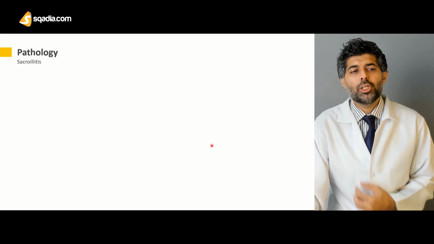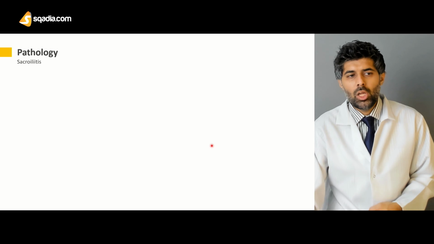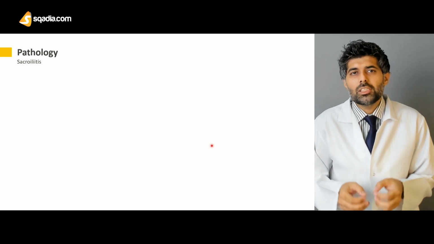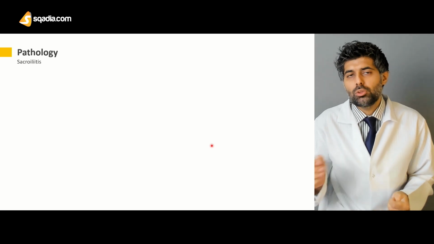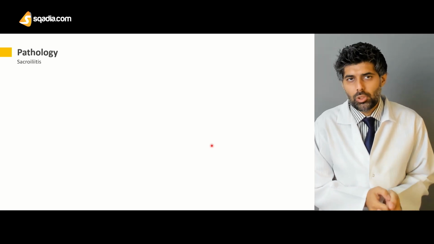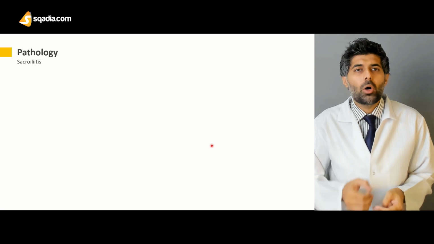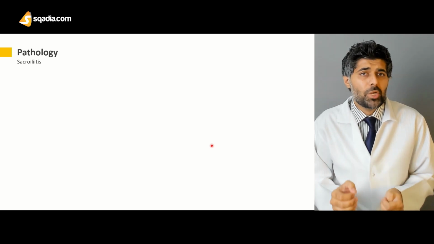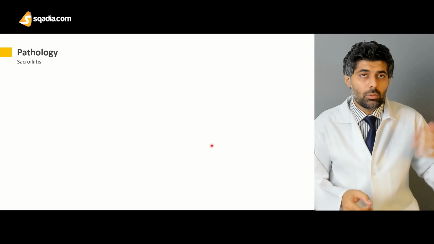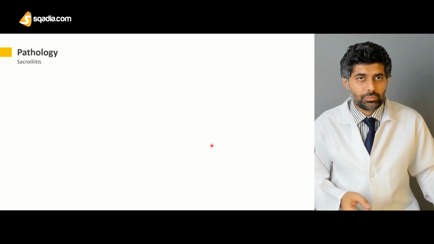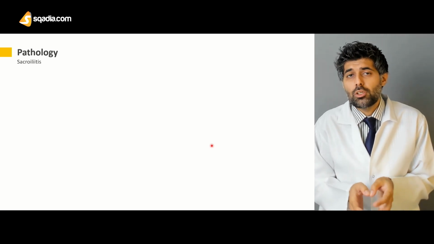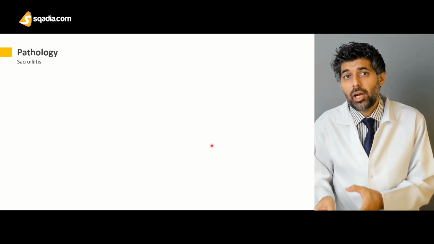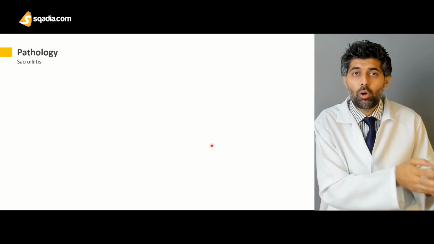Next, we're going to study sacroiliitis. Sacroiliitis is a typical and the most common condition associated with ankylosing spondylitis. It is found in about 100% of all patients presenting with this complaint. So understanding this particular lesion or inflammation is vital to understanding the condition.